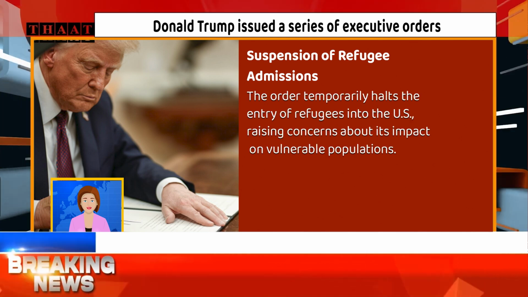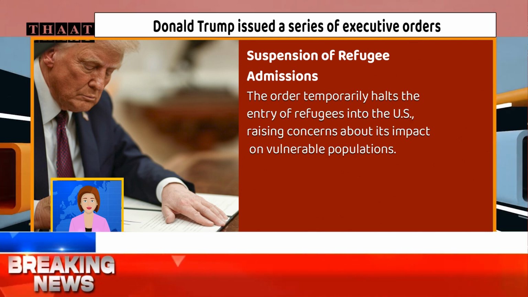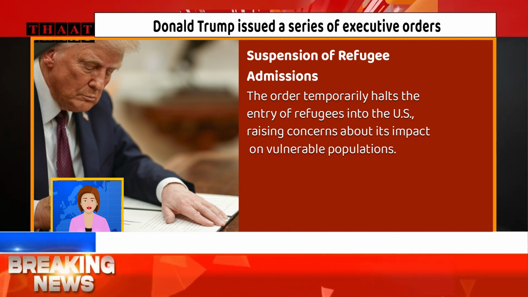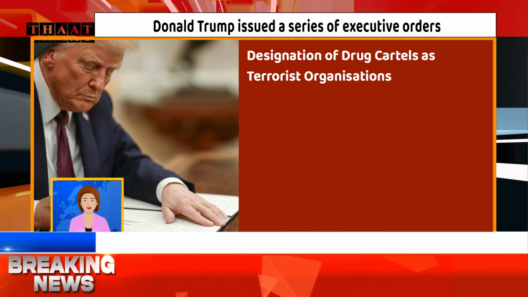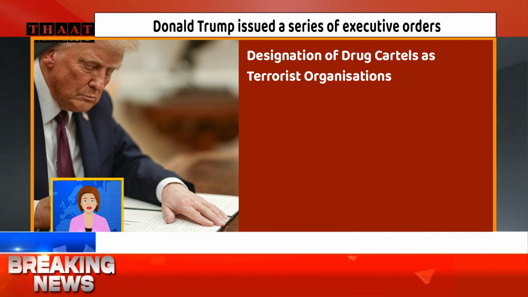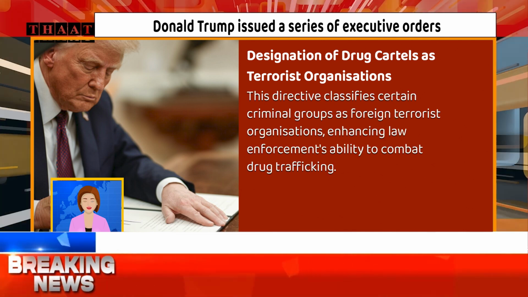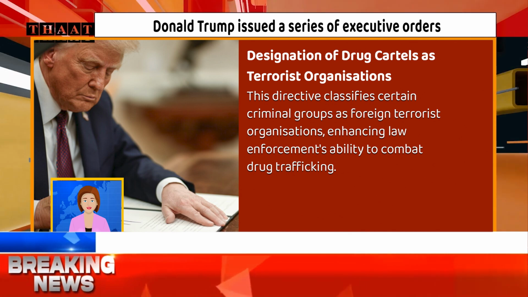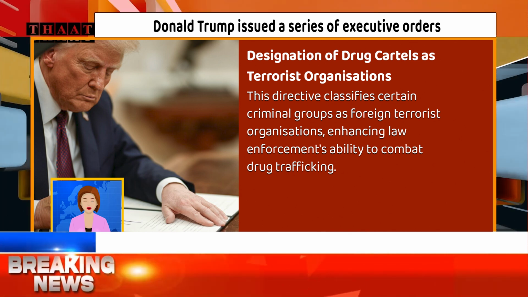The order temporarily halts the entry of refugees into the U.S., raising concerns about its impact on vulnerable populations. 7. Designation of drug cartels as terrorist organizations. This directive classifies certain criminal groups as foreign terrorist organizations, enhancing law enforcement's ability to combat drug trafficking.